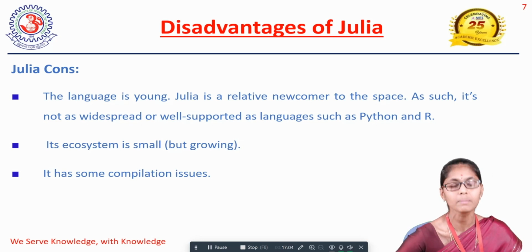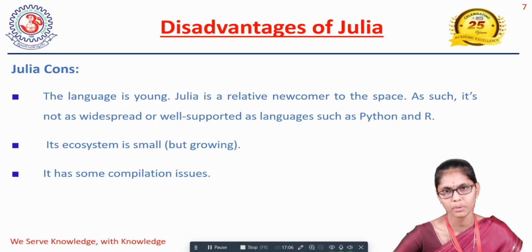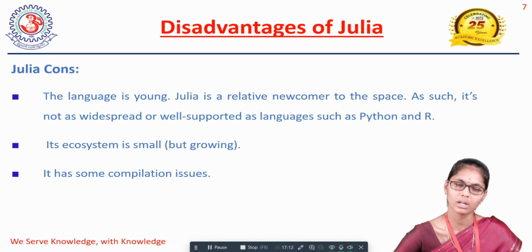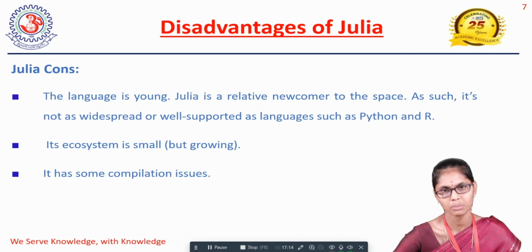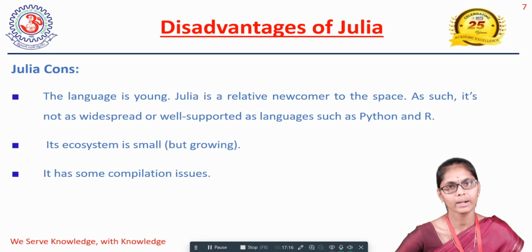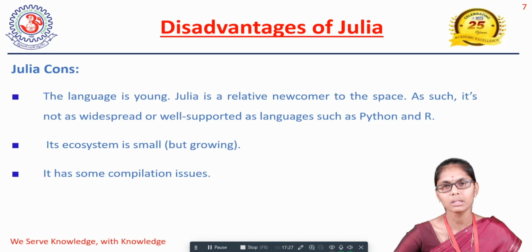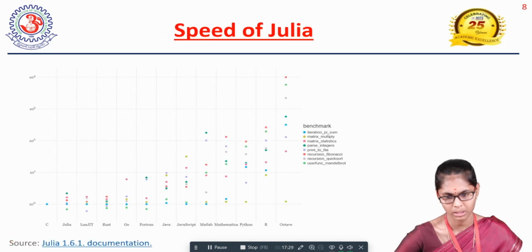This is one thing, but the ecosystem keeps growing. It is not the end. Nowadays more people are using Julia programming, so hopefully in future, like Python, it will also become one of the most famous languages. Another important thing is that this language has some compilation issues that people are working on, and that's why we are frequently getting many new versions. So these are the basic disadvantages of Julia programming.